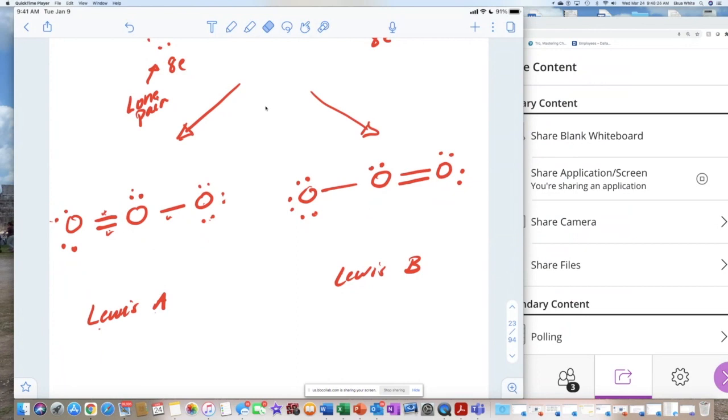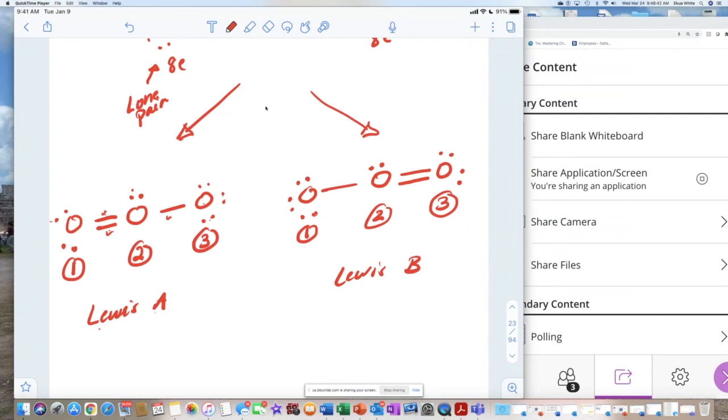In the world of chemistry, environment matters, right? So let's say the oxygen on the left is oxygen number 1. This is number 2, and this is number 3. Same thing here: number 1, number 2, and number 3.